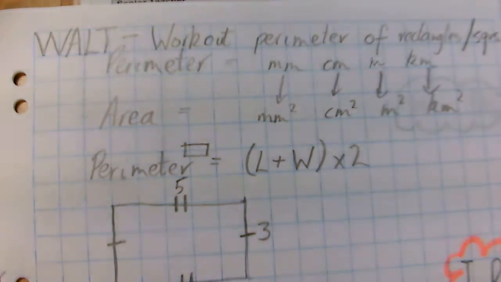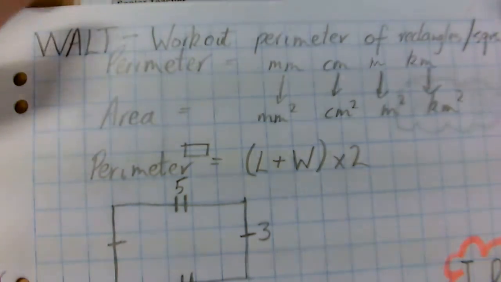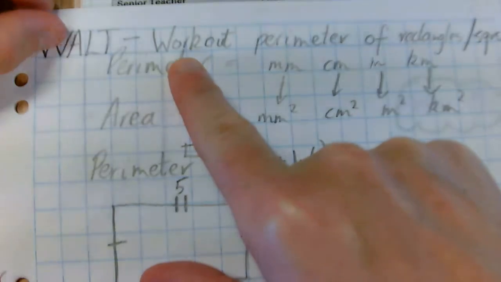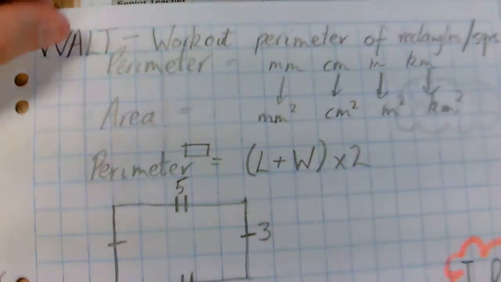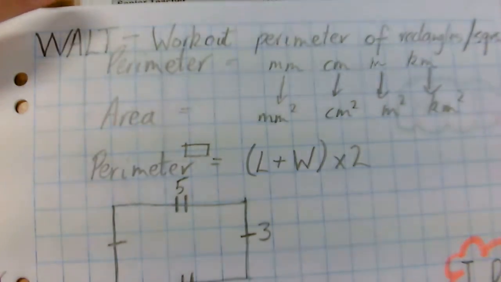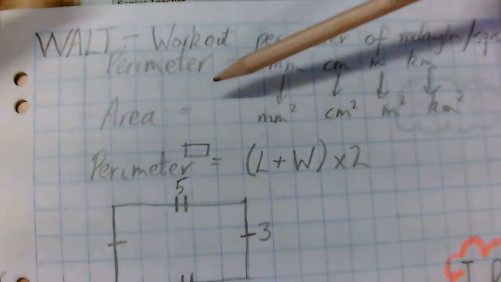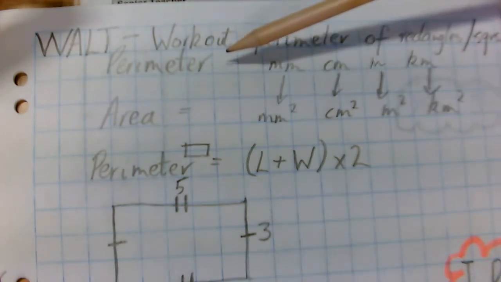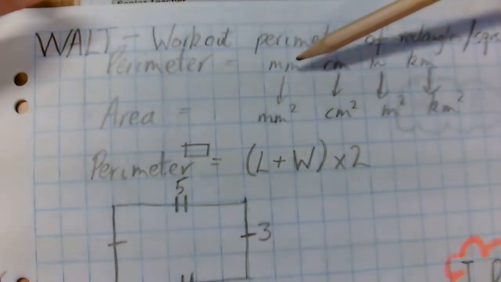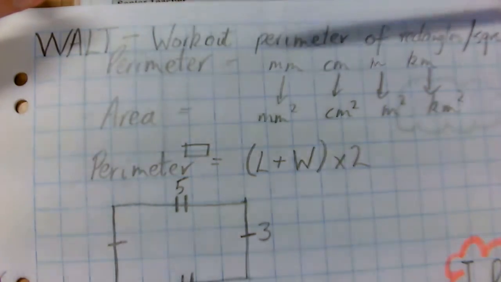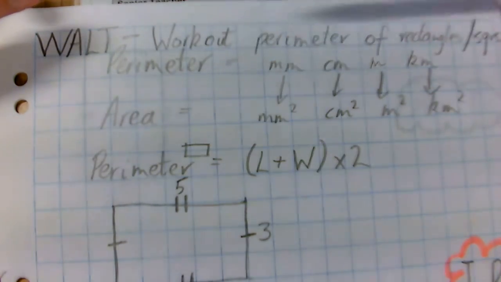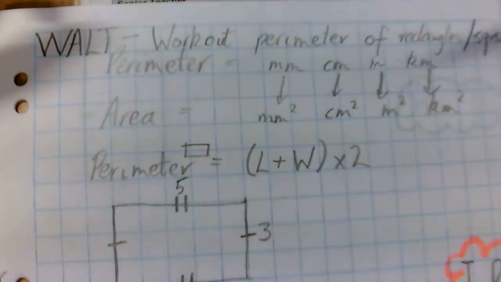So just a reminder, what we're learning about is working out perimeter of rectangles, squares, and I'm going to touch on shapes as well. So you can see this is what we're learning, to work out perimeter of rectangles and squares, but I'll also touch on other shapes. So with perimeter, you can measure it in a number of different ways. Now this is all about measurement, it's not capacity or anything like that. You can measure perimeter in millimeters, centimeters, meters, and it can even be kilometers as well.